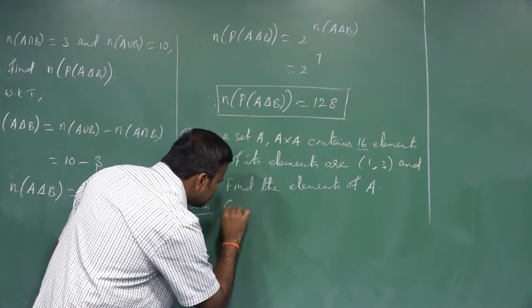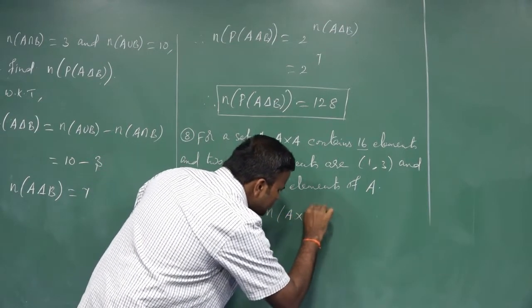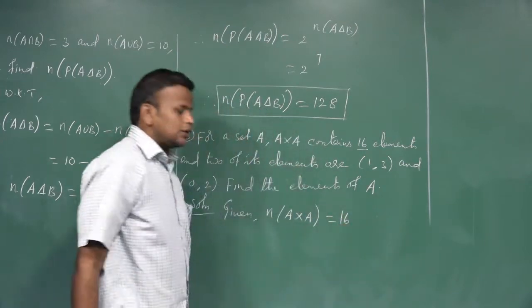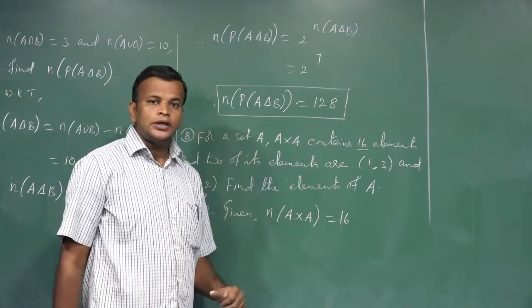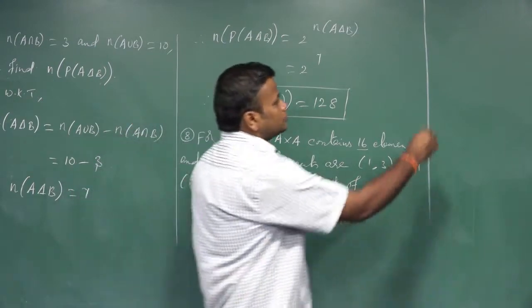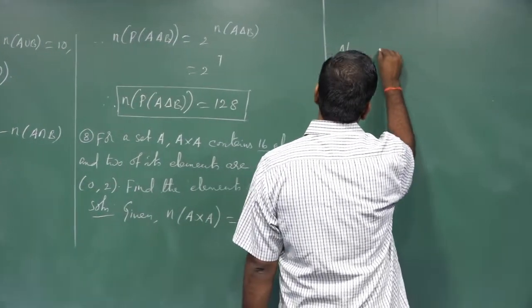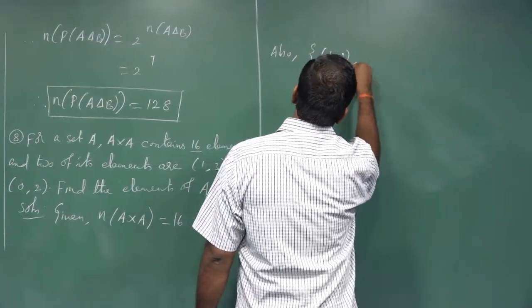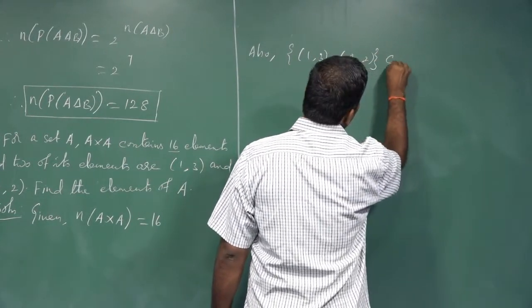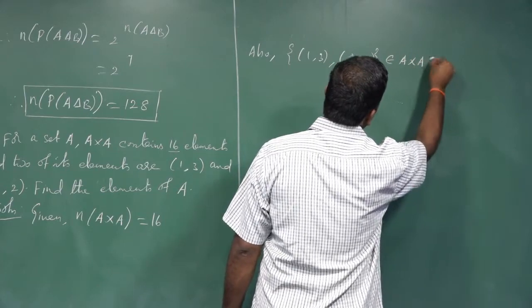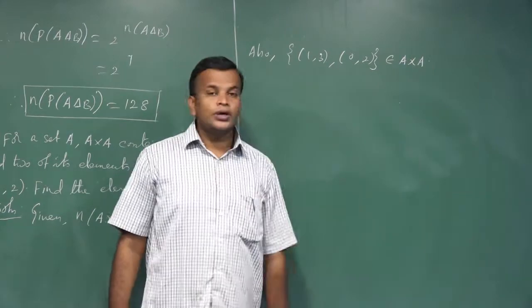First of all, given n(A × A) is equal to 16. n(A × A) means the number of elements in A × A is equal to 16 also. Two elements are given: (1, 3) and (0, 2) belong to A × A.